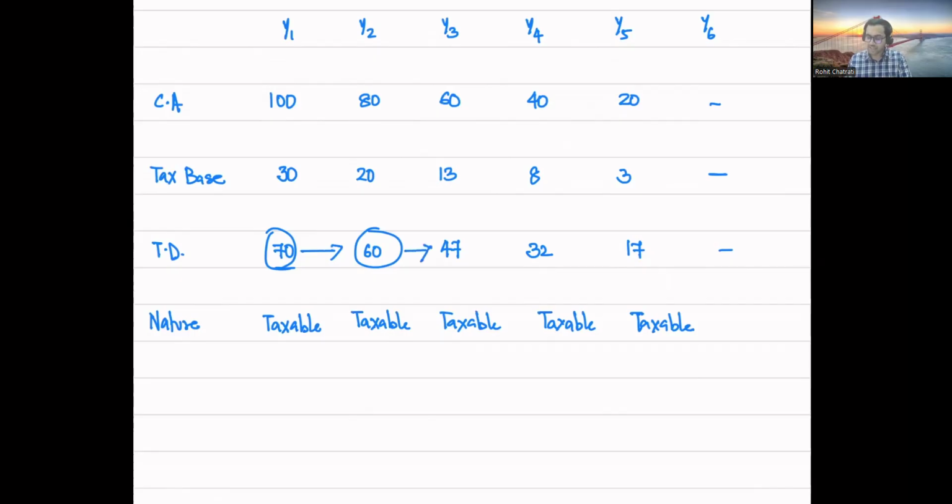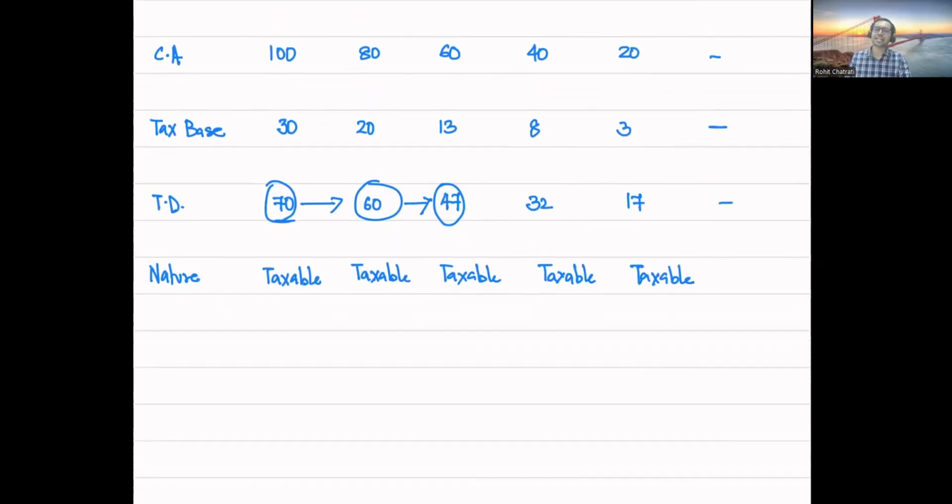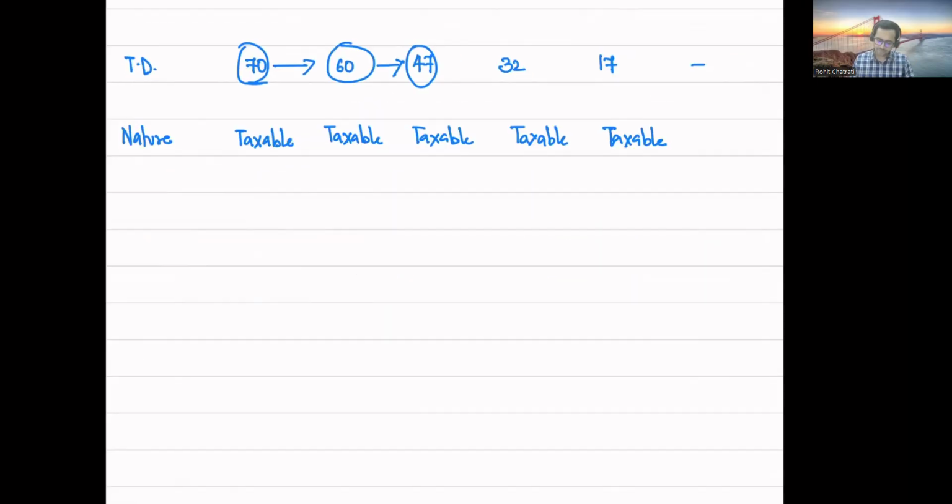Same way, 13 rupees is probably already realized in year 3, and therefore I am having a net forecast of 47 for the next years. I'm going to have a net forecast of 47 taxable profit at the end of year 3 for the remaining future years, and therefore this temporary difference is reducing each year. But the nature continues to be a taxable temporary difference.